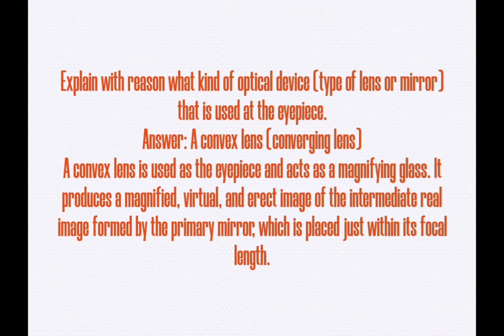Here you need to remember one point. What is that? A virtual and erect, magnified image of the intermediate real image formed by the primary mirror. In the primary mirror, a real image will form. That real image acts like an object for this convex lens.